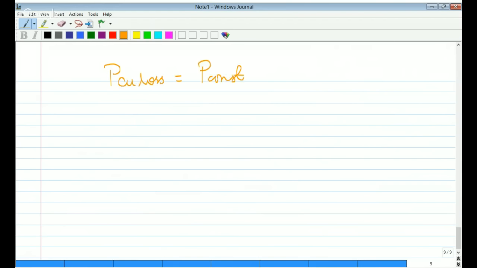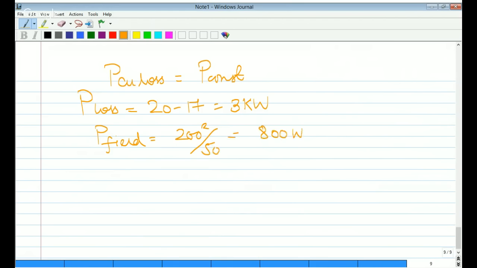Now let us see in this problem what is given. DC shunt motor. So total losses are given as input minus output, 20 minus 17, that is 3 kilowatt. Now it is saying that the field resistance is 50 ohm. So how much is the field loss? V squared by R, because it is a shunt machine, 200 squared by 50. So it will be 800 watt. Okay. And the armature resistance is 0.04 ohm.